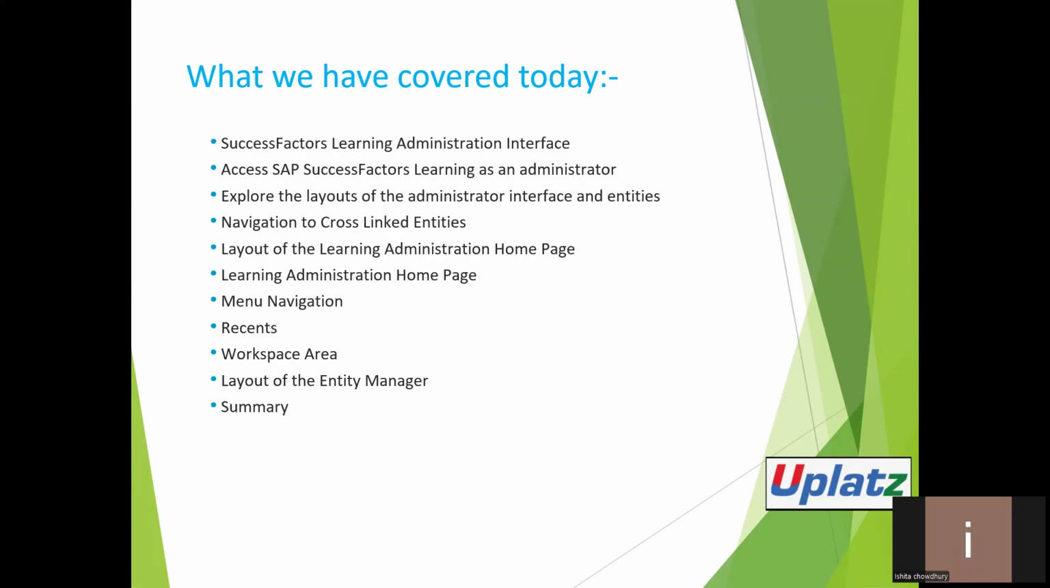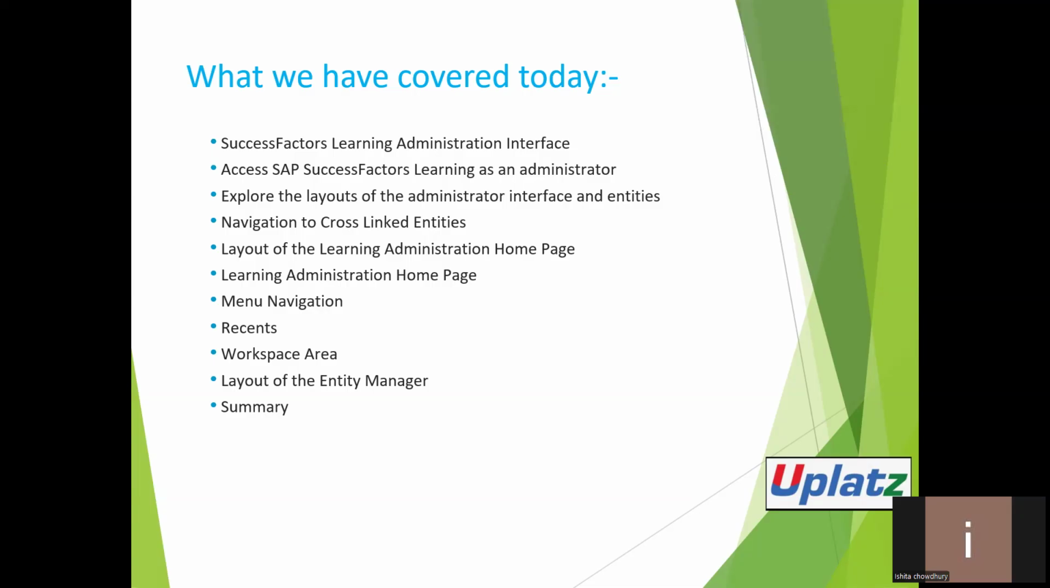Next is navigation to cross-linked entities. When I talk about cross-linked entities, it means that an item, which is an online learning course or a classroom learning course, would be linked to a curriculum, which is a bundle of items, or two or three of the learning courses in a learning module. Those will be linked to three or four of the learning courses. That is cross-linking the entities within a learning management system.